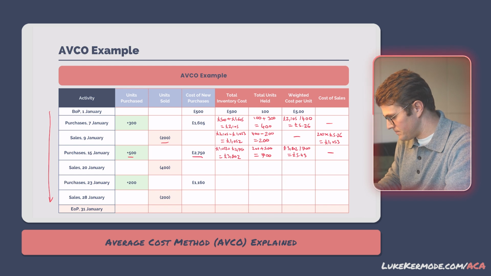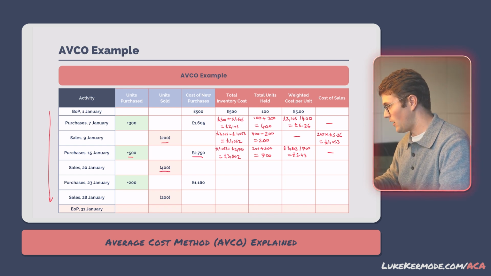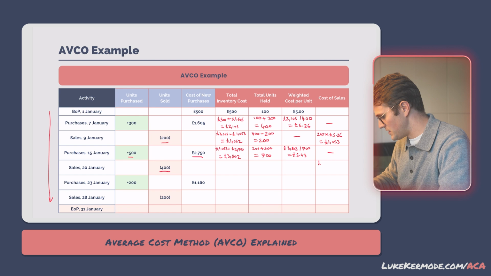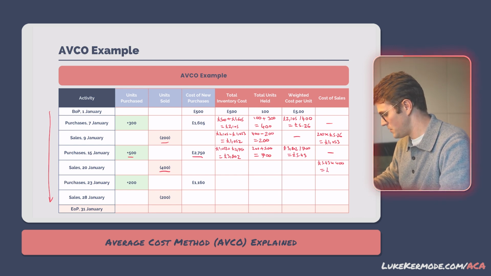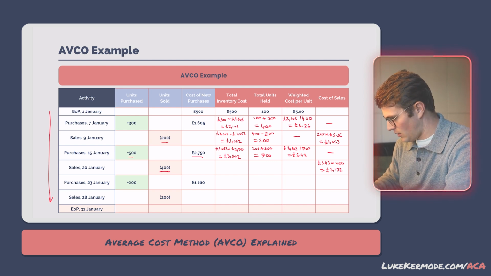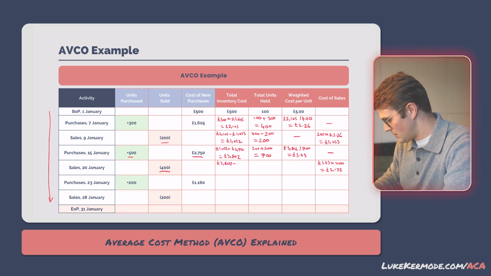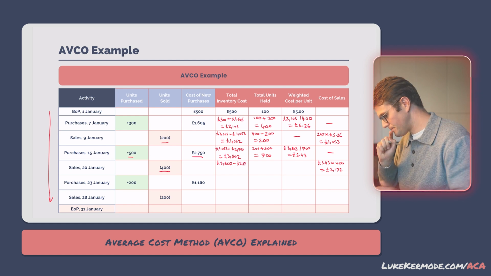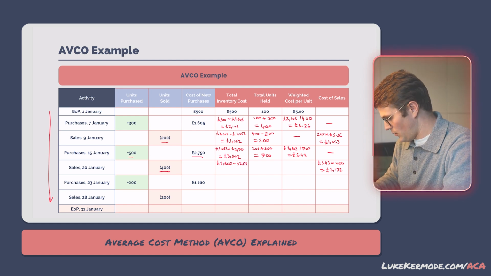On the 20th of January, 400 units are sold. Our cost of sales is equal to the weighted cost of £5.43 multiplied by the 400 units sold. So our cost of sales as at the 20th of January equals £2,172. Our inventory cost at that date is equal to £3,802 less the £2,172, which equals £1,630.